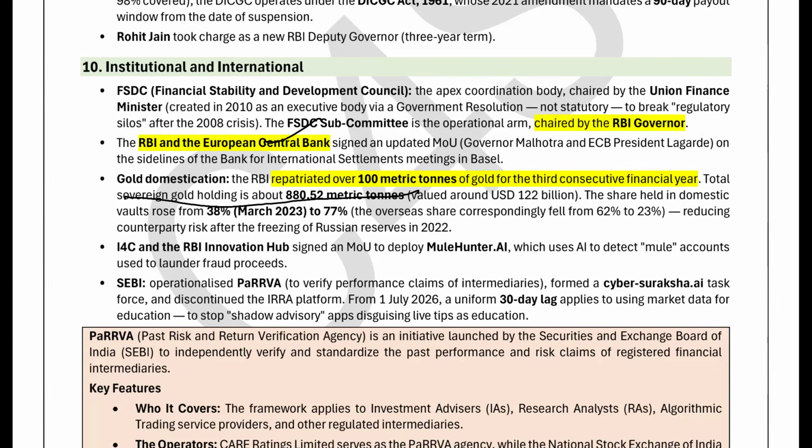I4C and the RBI Innovation Hub signed an MOU to deploy MuleHunter. ये देखो, mulehunter.ai, which uses AI to detect mule accounts used to launder the fraud proceeds. Surely question will be framed on MuleHunter, I4C and RBI Innovation Hub में. किस वजह से ये? To predict what? To predict mule account. और mule account क्या होता है? Please Google it. You will understand it.